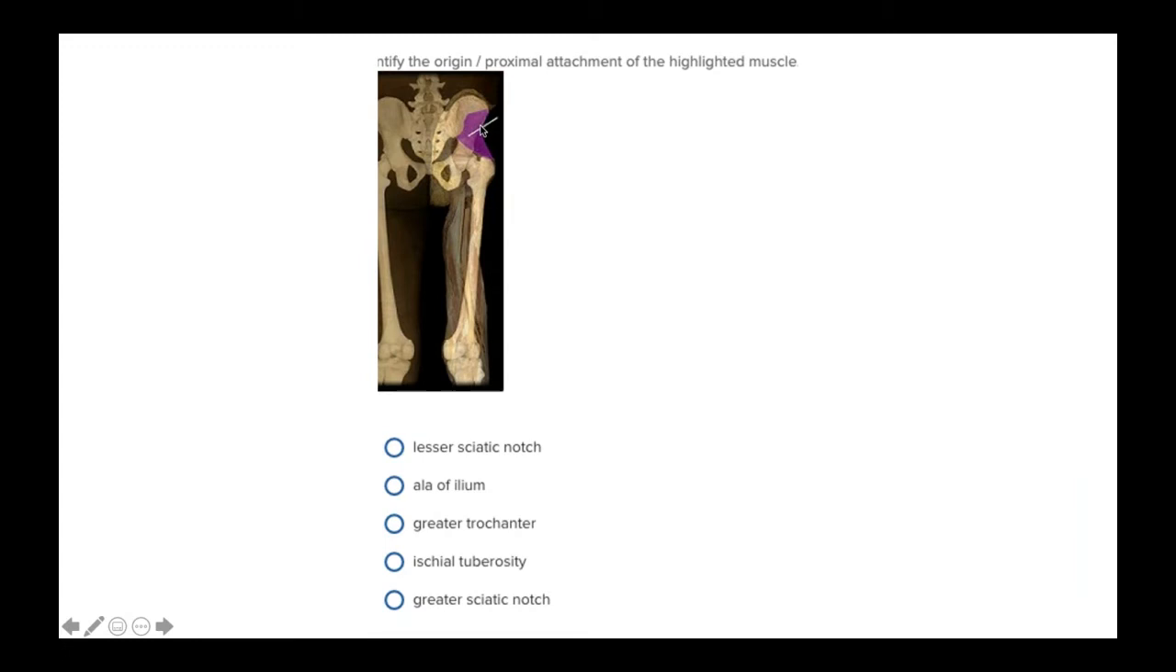So let's look at the choices here. Now, could it be lesser sciatic notch? No. Could it be the ischial tuberosity? No. Could it be the greater sciatic notch? No. What about the greater trochanter or lesser trochanter? Well, if we were talking about the insertion of the gluteus medius and minimus, then we'd say the greater trochanter. But since we're talking about the origin, we're going to say the ala of the ilium.